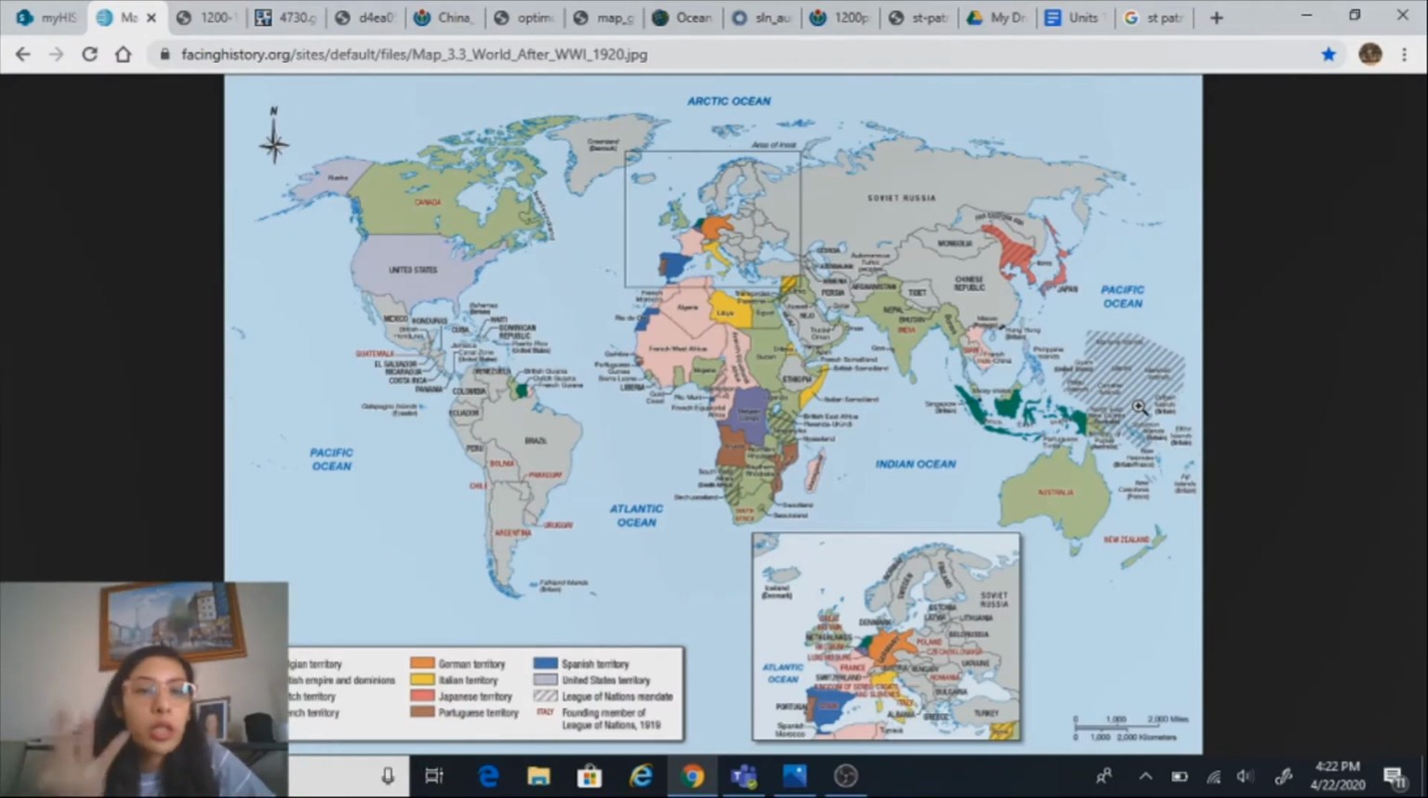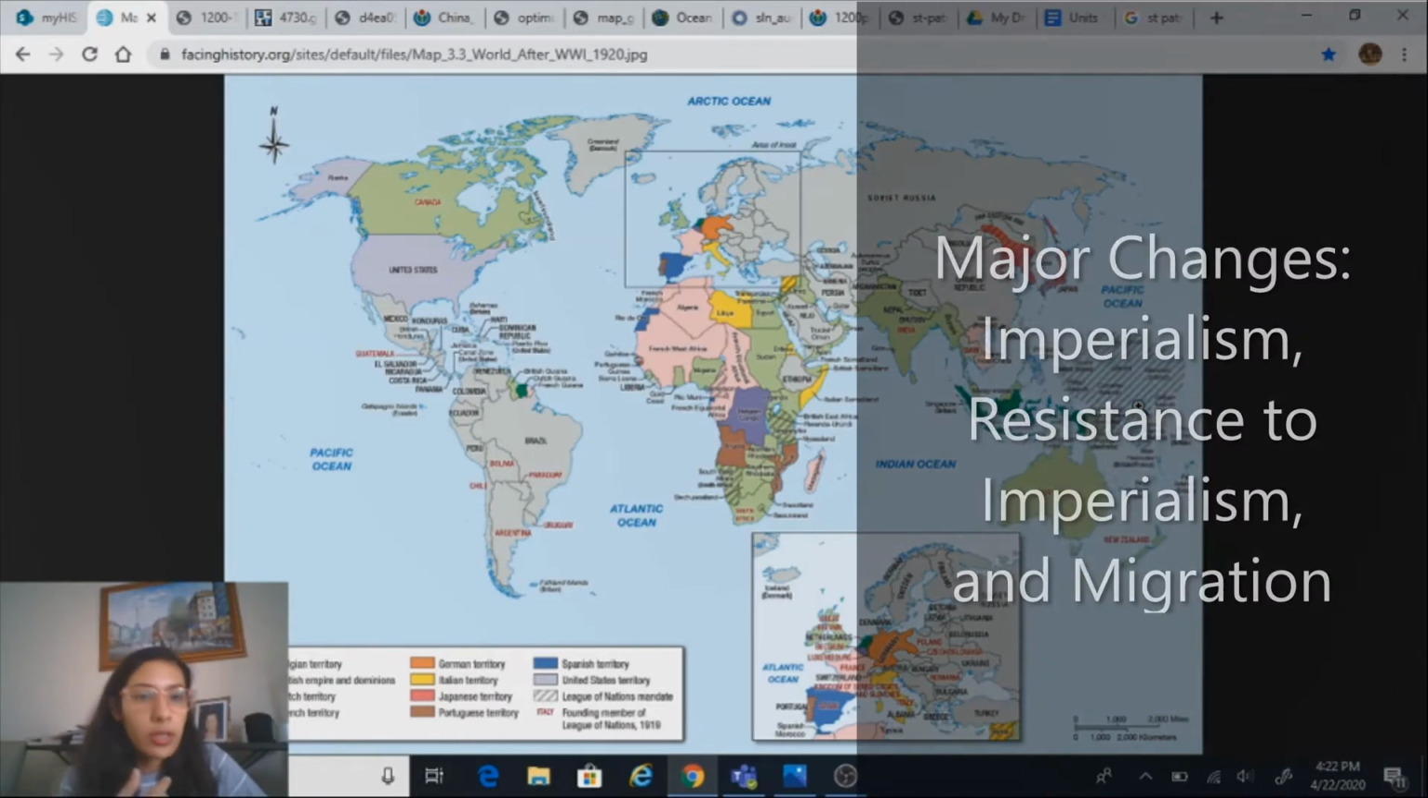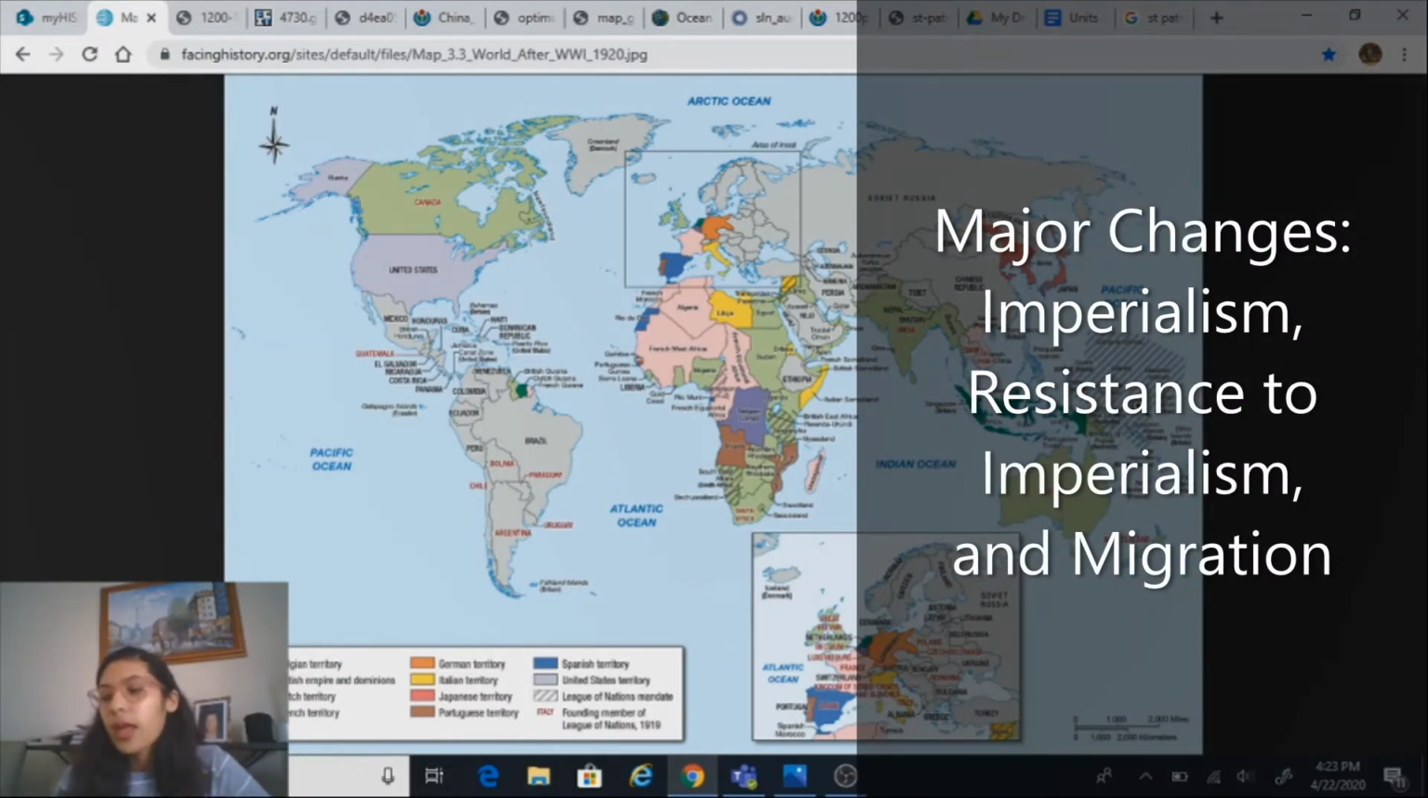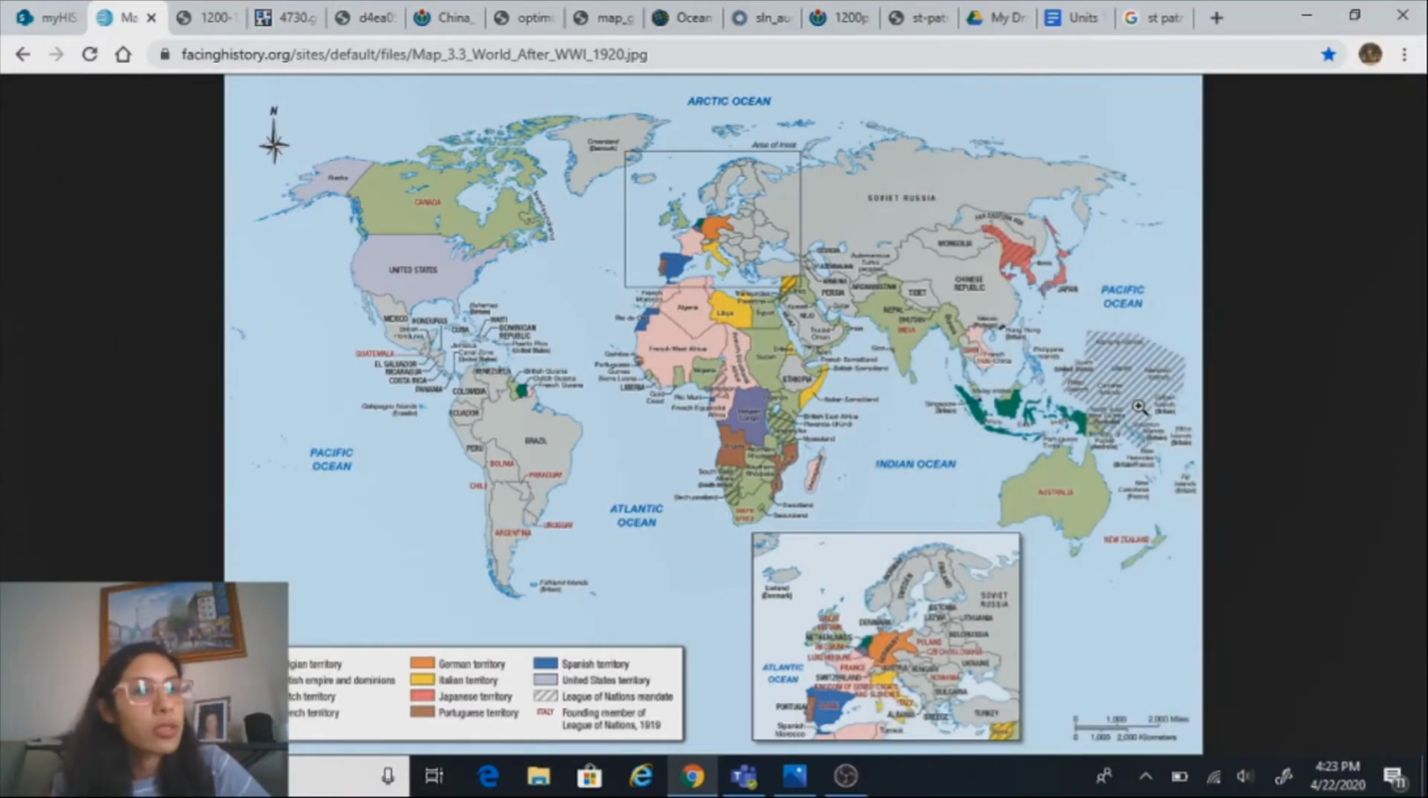So three major changes that are going to occur in this unit are imperialism, obviously. We're going to see resistance to imperialism, and we are going to see migrations. So let's start with imperialism. What is imperialism? Well, imperialism just means when a country establishes an empire in the form of having colonies, and the keyword is overseas colonies.